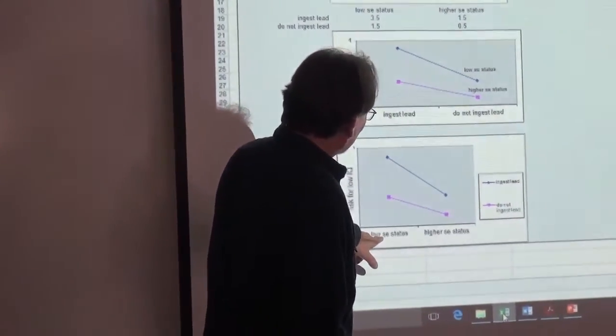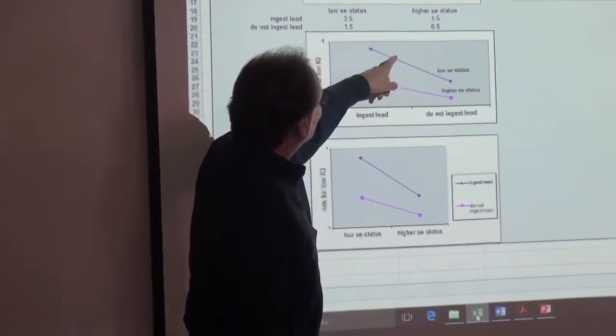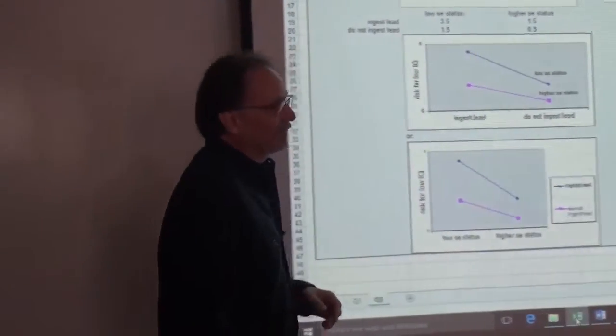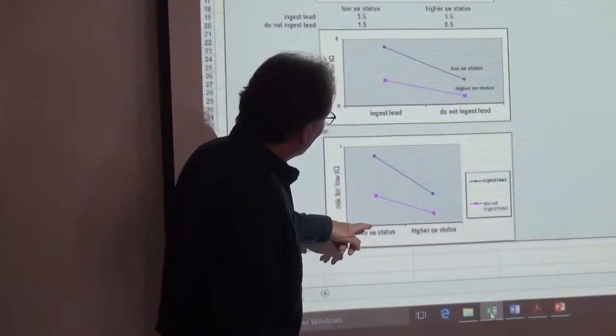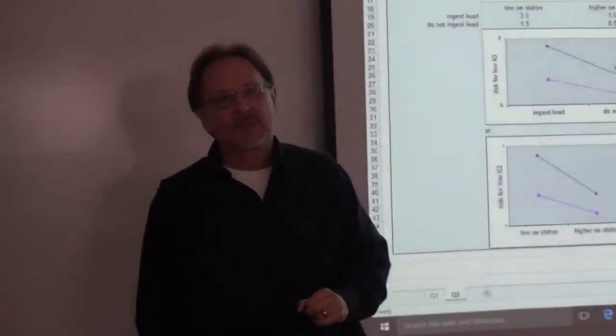You can also graph it in this direction. Okay, this is the low socioeconomic, high socioeconomic status. So rather than drawing your lines based on socioeconomic status, you draw your lines based on lead ingestion, and you get a similar relationship. For those who ingest lead, there's a greater risk than for those who do not ingest lead based on socioeconomic status. So that's a type of multiplicative synergistic effect modification. Does that make sense? Yes, no? Throw something at me?